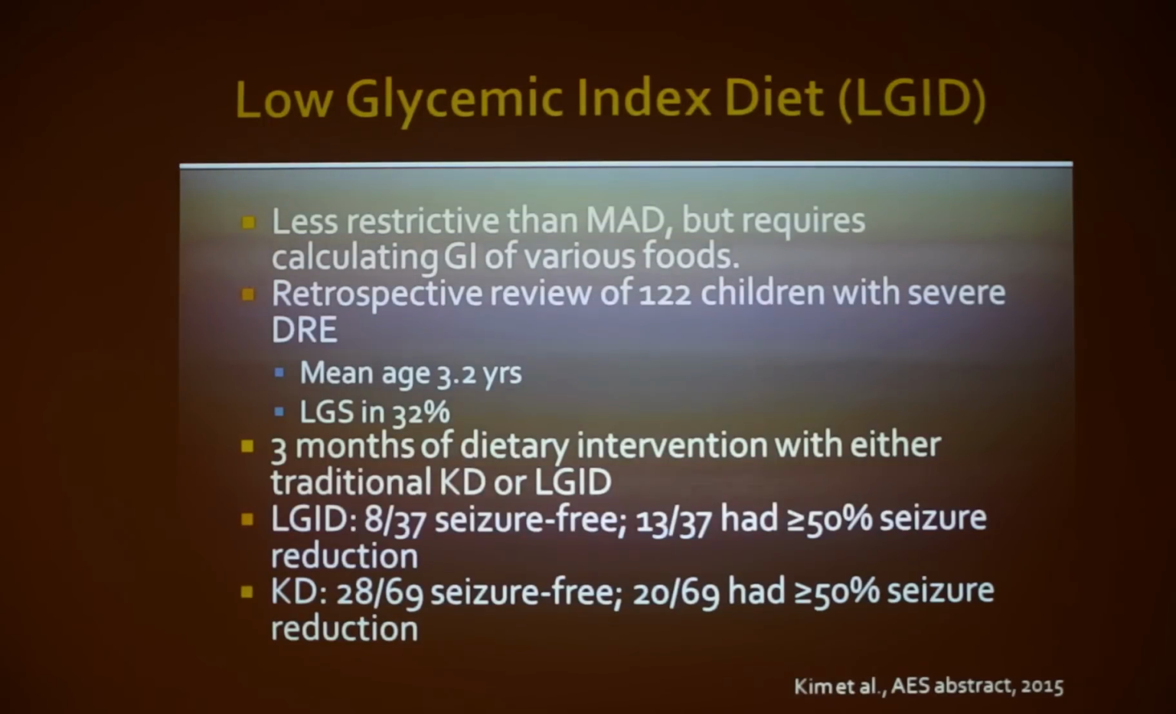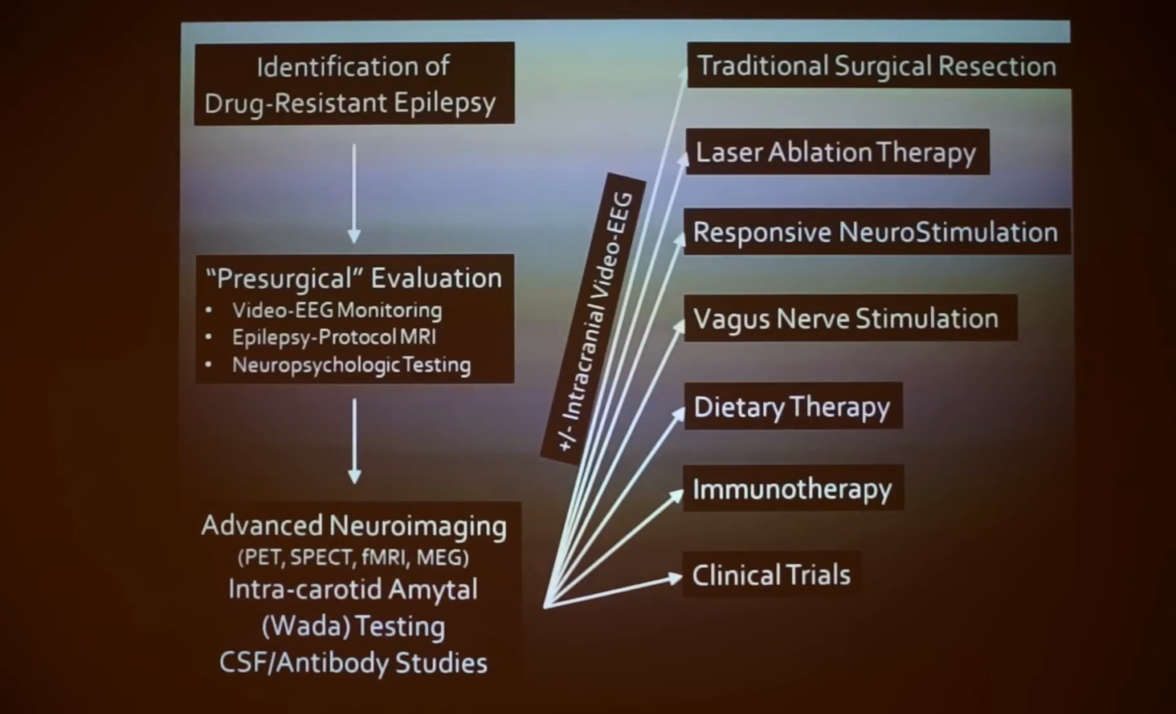This was a paper that was demonstrated at the AES meeting in December, looking at 112 children with severe drug-resistant epilepsy. These are 3, 4, 5-year-olds. And as you can see, a third of them became seizure-free on the low glycemic index diet, whereas almost half of them had a greater than 50% reduction in seizures. So it turns out that dietary therapy, including modified Atkins and low glycemic index, can have an even bigger impact than many of the medications, both old and new, that have come out for the treatment of epilepsy.